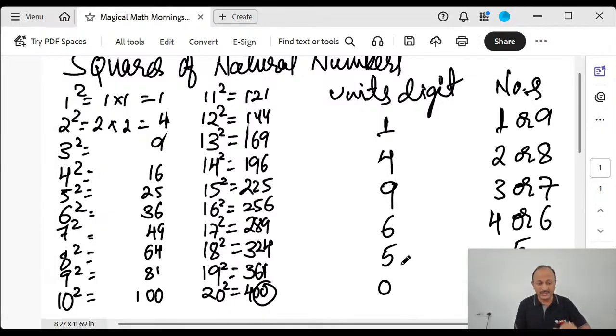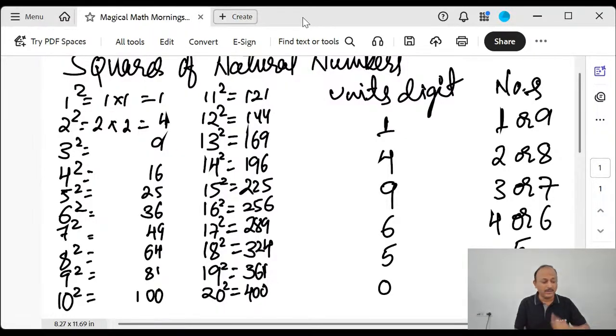Using this data, we will learn the shortcuts for finding the square roots of numbers that are perfect squares. Is it clear? Okay. Let's take this a little bigger.